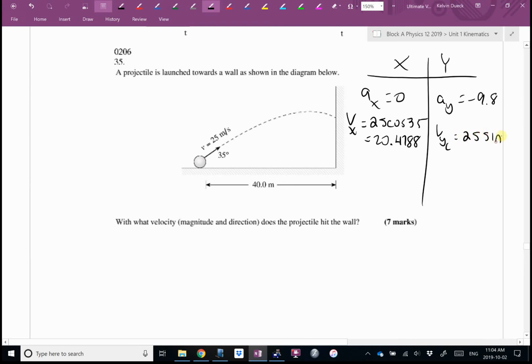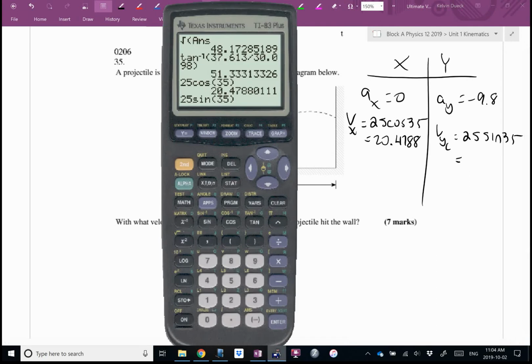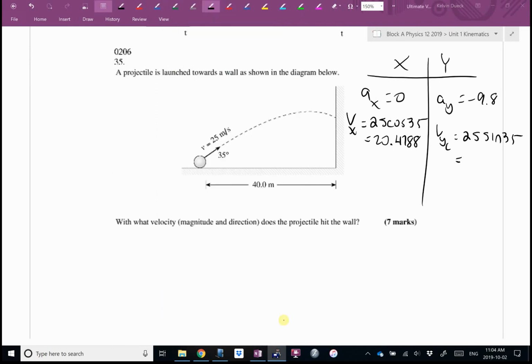$25 sine 35, which is 14.3394. How many things do I have right now? 2 and 2. I need a third. Oh, what haven't I used yet? Dx. Do I need to make dx negative?